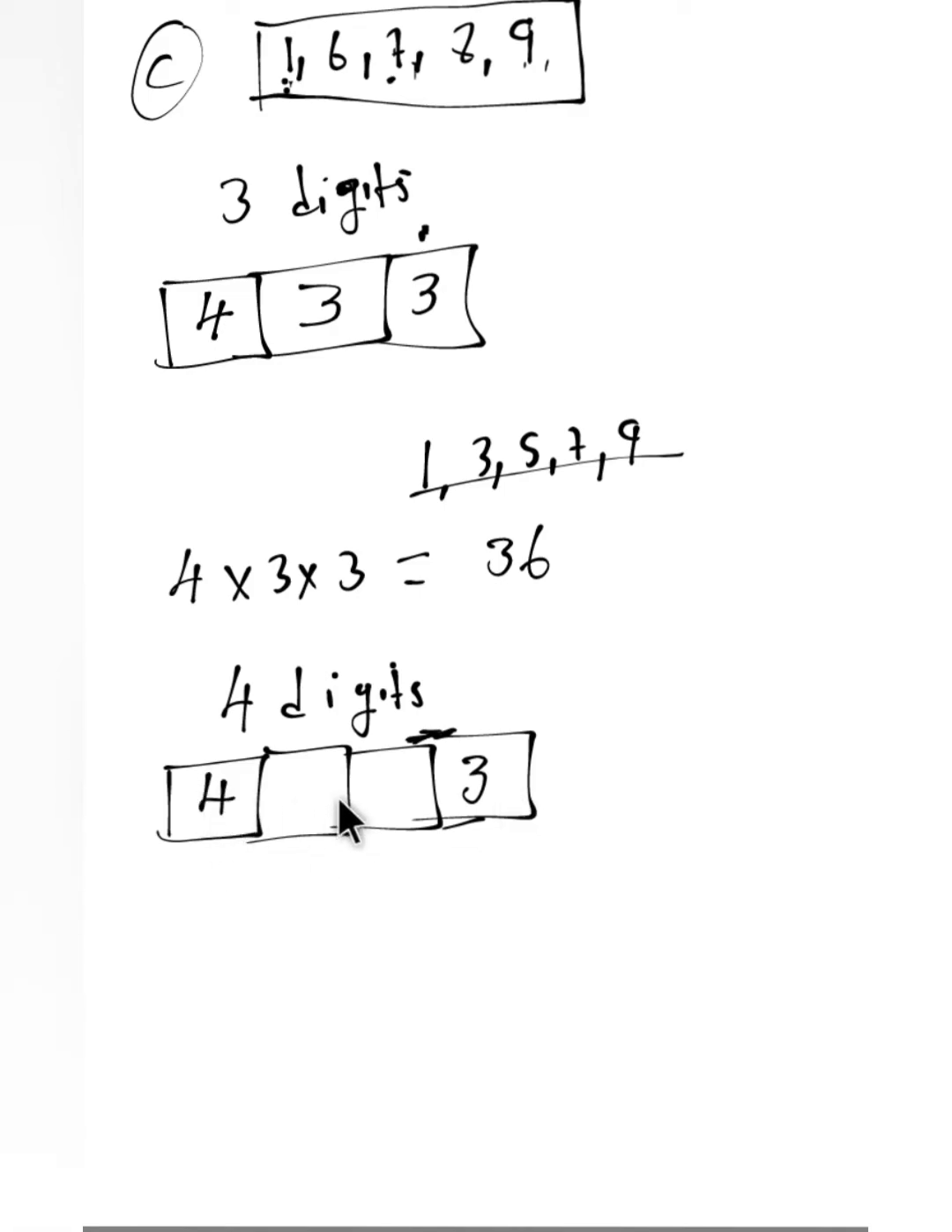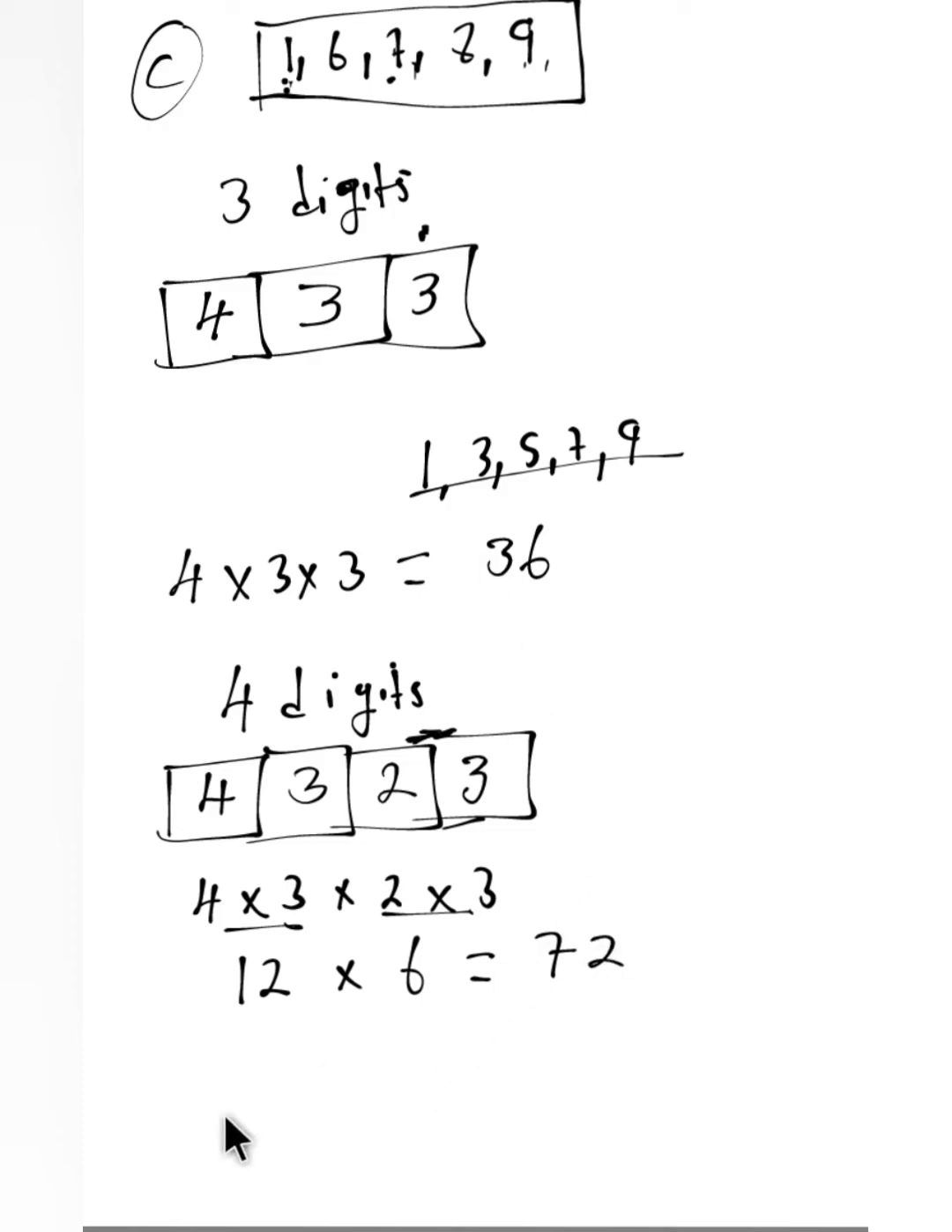Any of the 5 numbers can appear here, but there's 1 here already. So you can take 4. Any of the 5 numbers can appear here, but there's 1 here, there's 1 here, so we are left with 3, and we're left with 2. So we multiply 4 times 3 times 2 times 3. This is 12 times 6, which should give us 72. So by the time we add these two numbers up, 36 plus 72, the answer is 108. So there are 108 odd numbers that can be formed from 3-digit numbers and 4-digit numbers in this set of numbers.